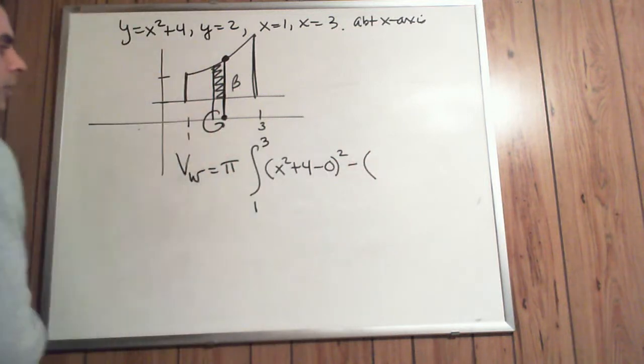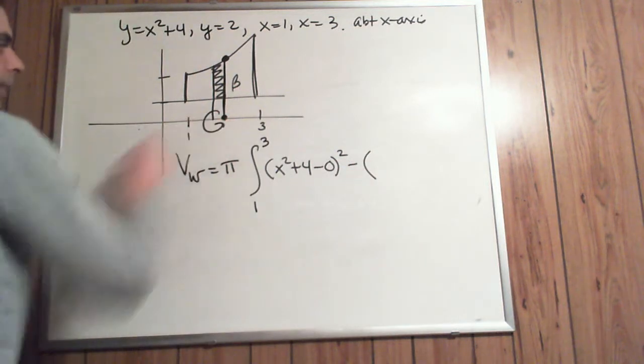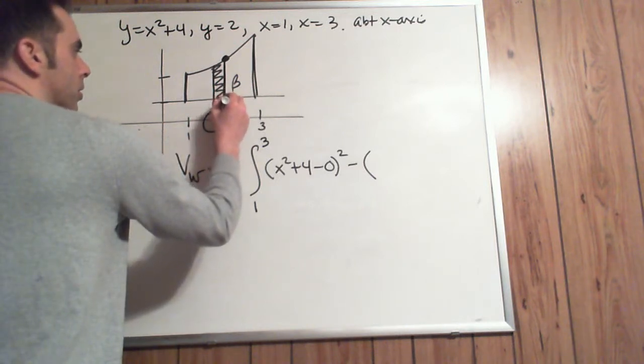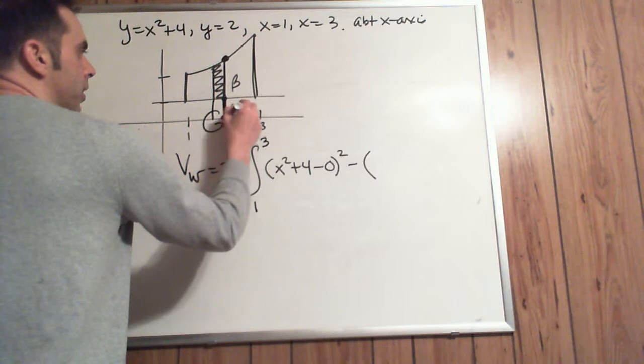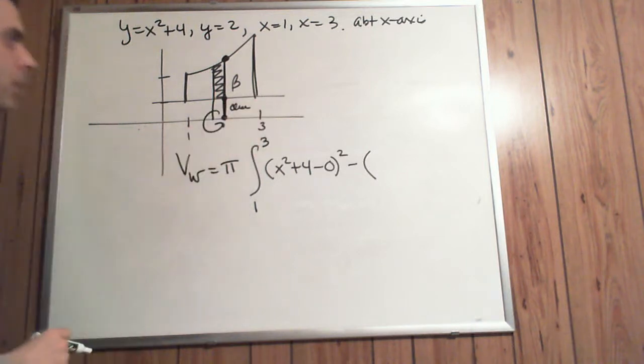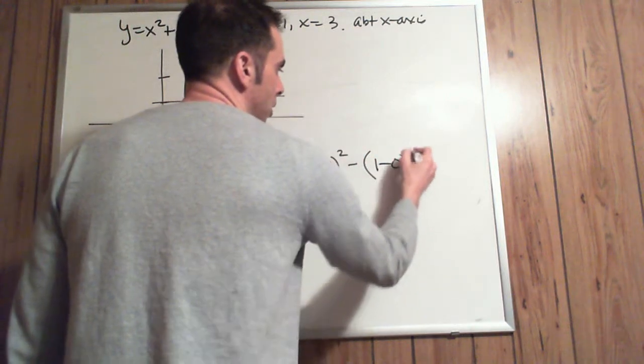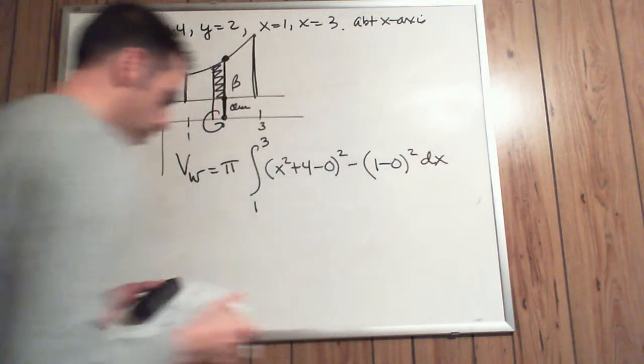This is 0 down here, the x-axis. And the clear piece is this. This is the clear piece right here. The gap to the axis of rotation. So this is when y is 1, so it's going to be (1 minus 0), the quantity squared.